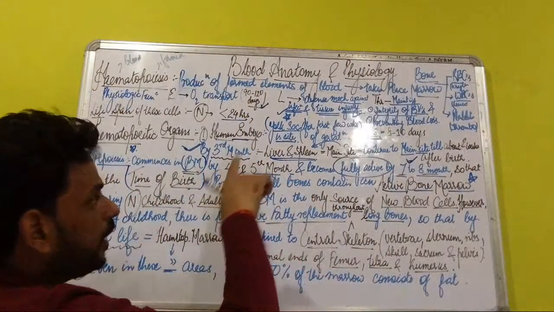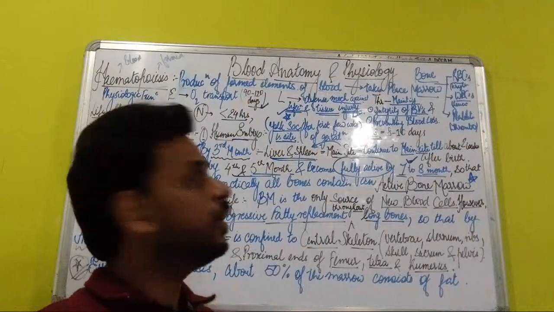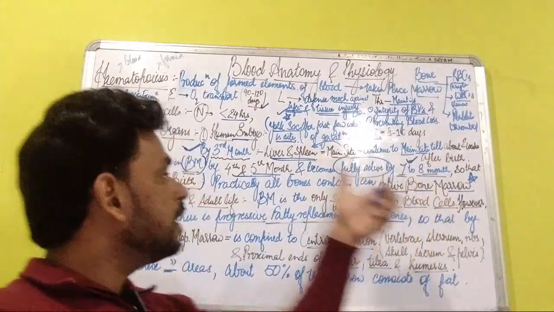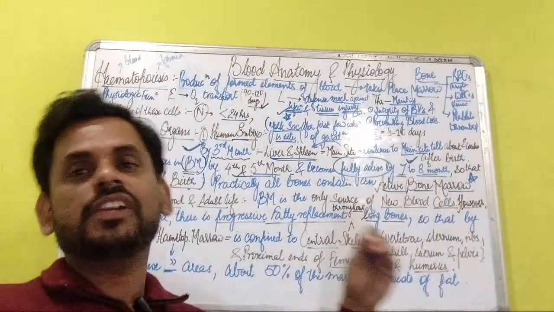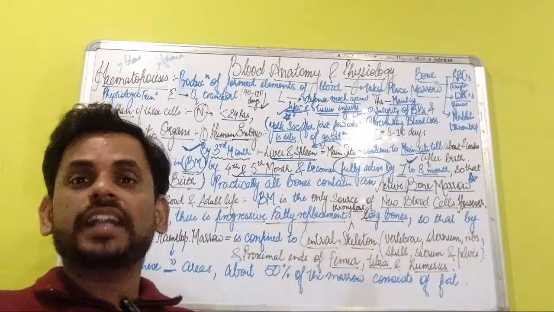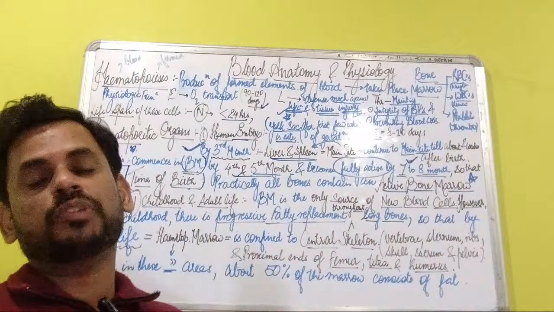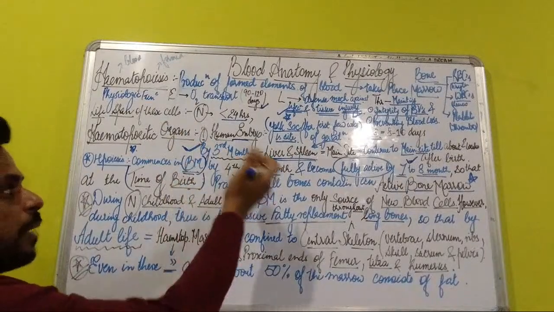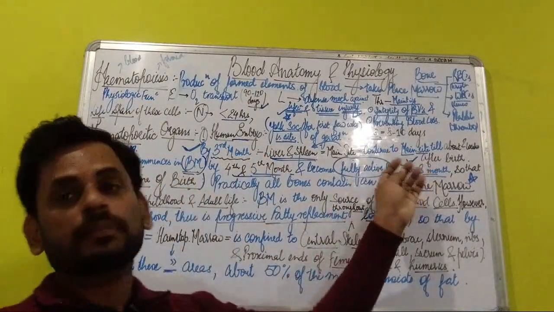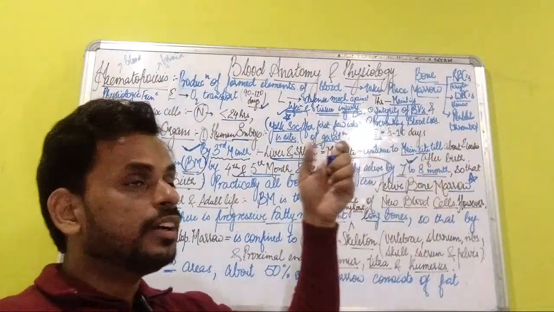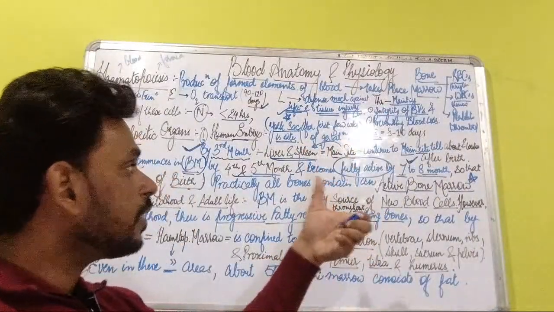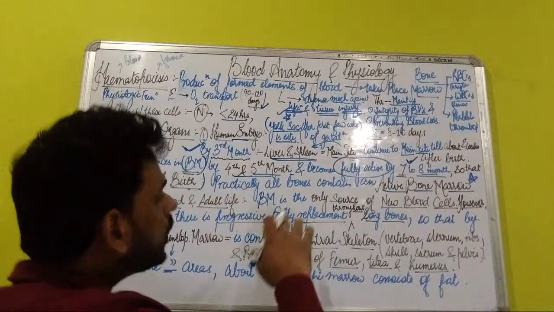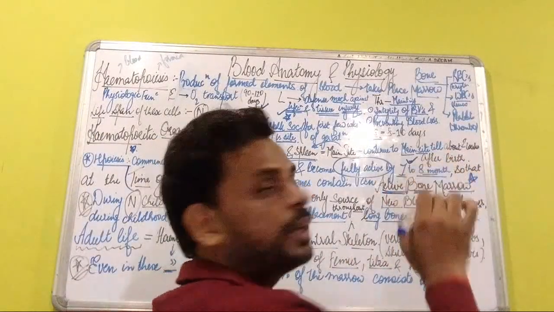By the third month, the liver and spleen are the main site for hematopoiesis, but apart from this, the bone marrows are also getting developed in the embryonic life, and they are becoming ready to perform hematopoiesis. So by the fourth and fifth month, the bone marrow is going to commence hematopoiesis, and by the seventh to eighth month of intrauterine life, it becomes fully active, so that at the time of birth, practically all the bones contain an active bone marrow.